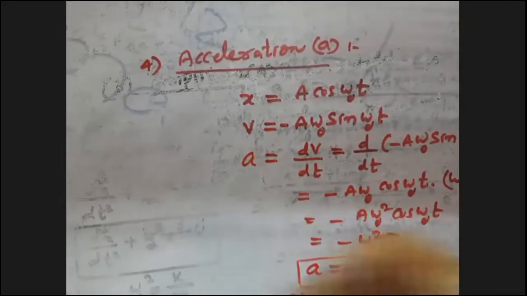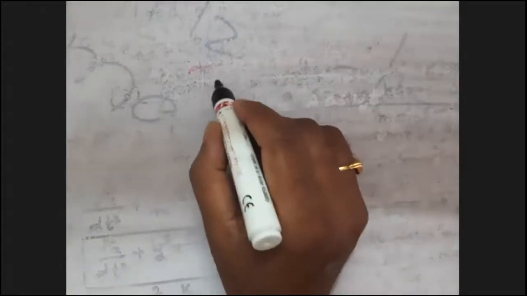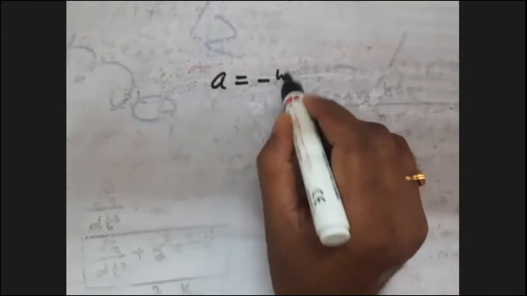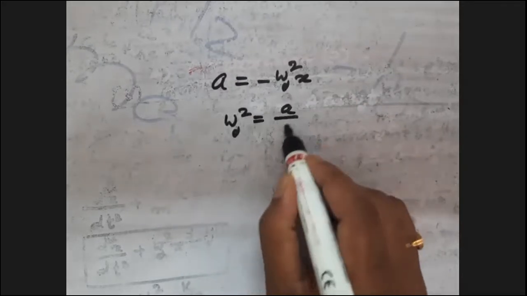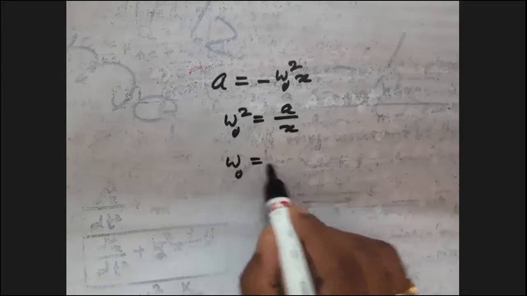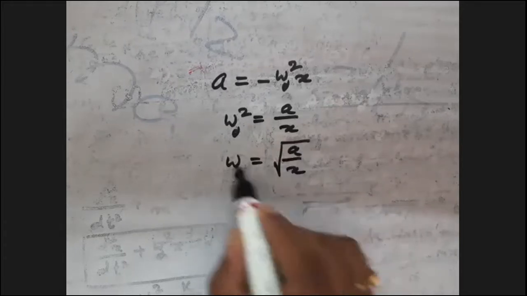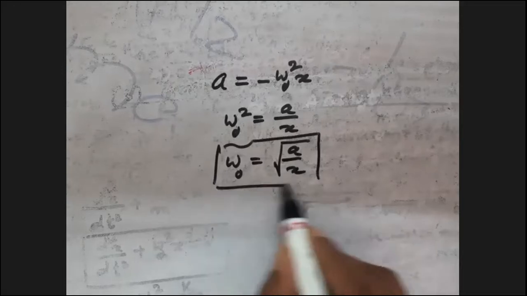Another physical characteristic of a simple harmonic oscillator is the time period. Just now we got acceleration a is equal to minus omega naught square x. So from this, omega naught square equals a by x, and omega naught equals root of a by x. This is the angular frequency.